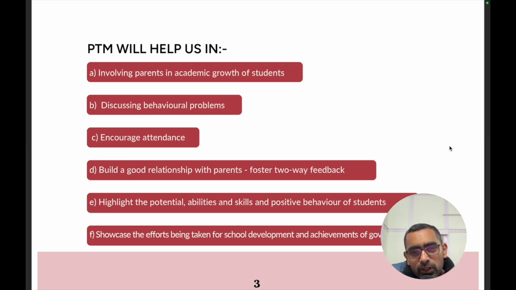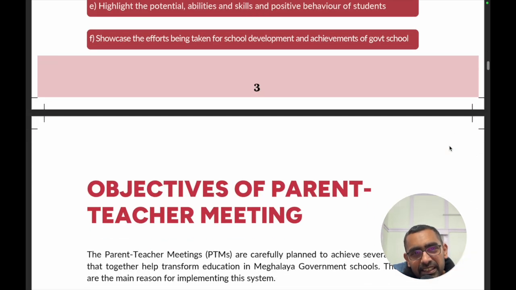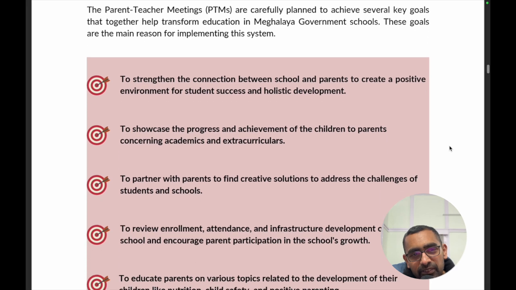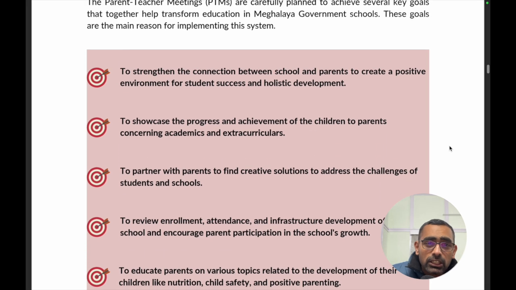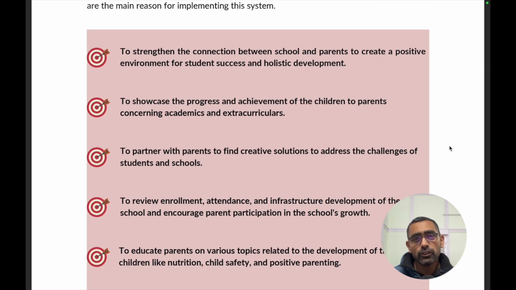Now, going forward, what are the objectives? Like, why are we having these meetings thrice a year? Why can't we just send a report card? To strengthen the connection between school and parents, to create a positive environment for students. This is what we have discussed in the previous slide. To showcase the progress.